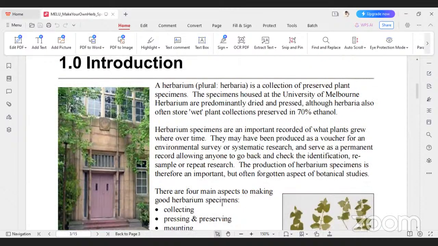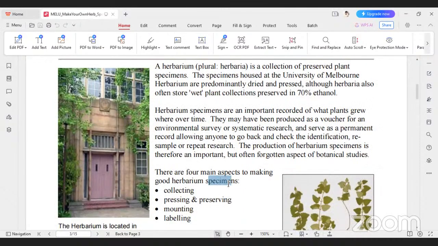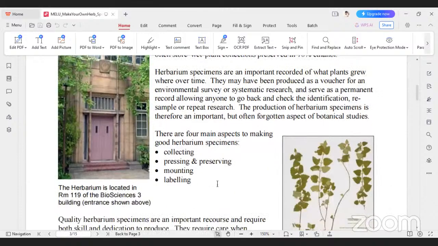So there are four main aspects of making a good herbarium specimen. First step, before the steps of the preparation of herbarium, let's give just a brief introduction about the kinds of herbarium. You know already, general herbaria.